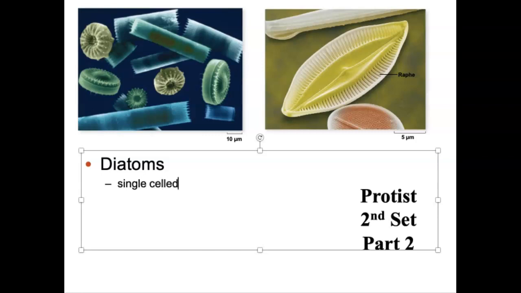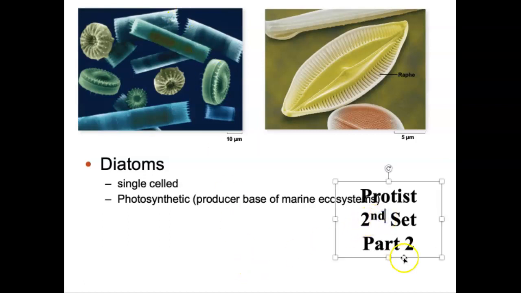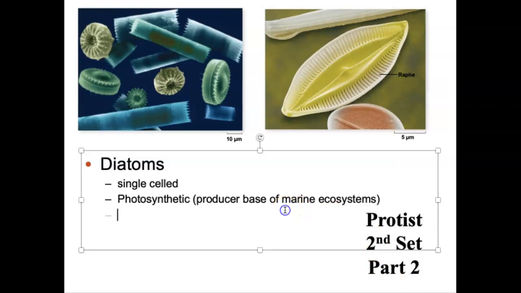All right, so first thing to mention, diatoms are single-celled. The brown algae are multicellular, but with the diatoms, they're all single-celled organisms. They are all going to be photosynthetic, which means they play a huge role in the producer base of, let me add this there, marine ecosystems. Okay, so very, very important when we talk about marine ecosystems. Big part of the producer base.